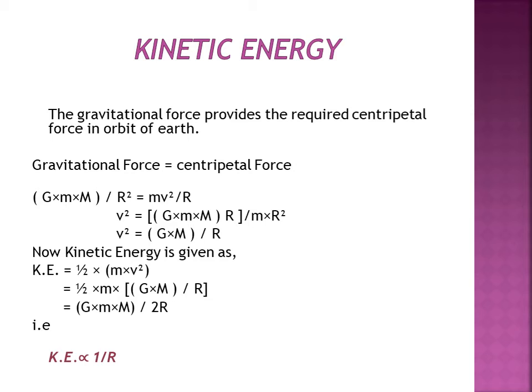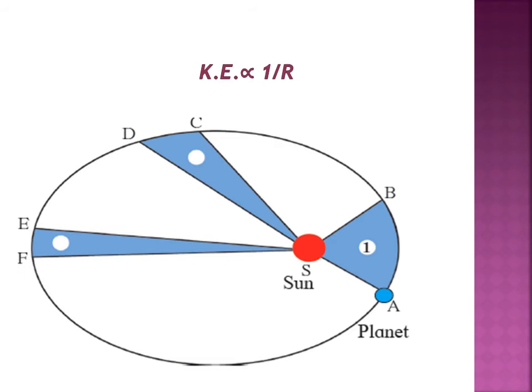As we know, the kinetic energy formula is given as half of m v square. So in place of v square we can put the value of v square, that is capital G into capital M divided by r. Finally we get kinetic energy equal to capital G into small m into capital M divided by twice r. From this equation we conclude that the kinetic energy is inversely proportional to the distance between the centers of the two objects.